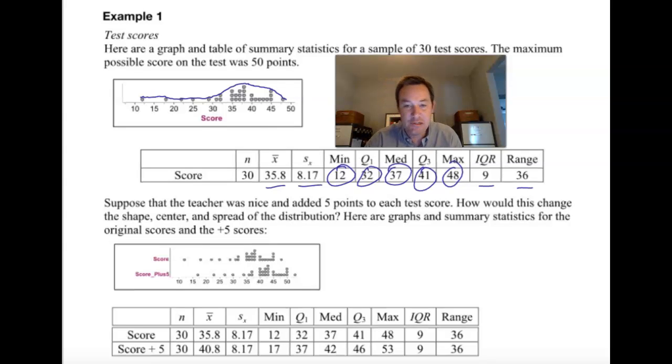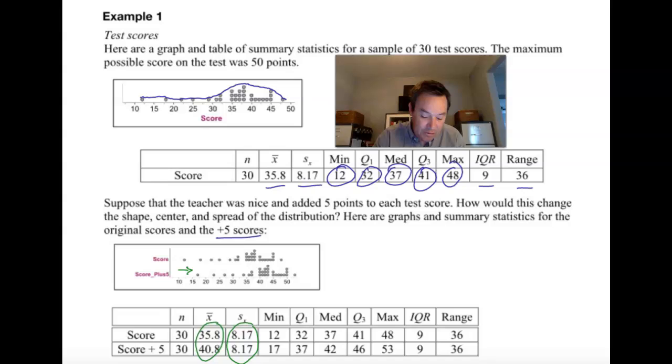All right, so suppose the teacher felt they needed to give a grade boost, so they decided to give everybody an increase of 5 points. Everybody gets 5 more points. Now let's look at these two distributions. You can see they are the exact same distribution. The second one is just shifted to the right by 5 points. Let's see what happens in the summary statistics. The mean increased by 5 points.